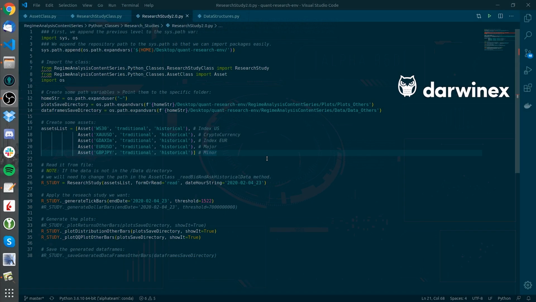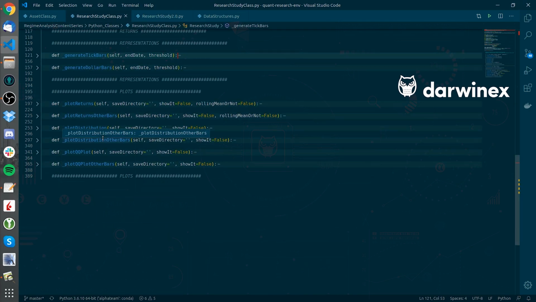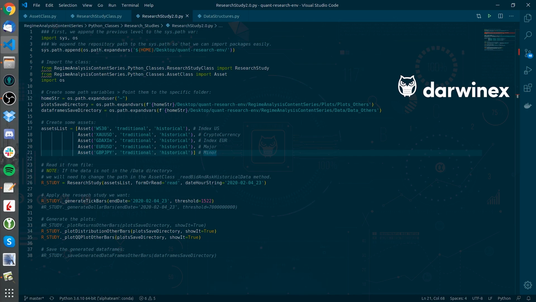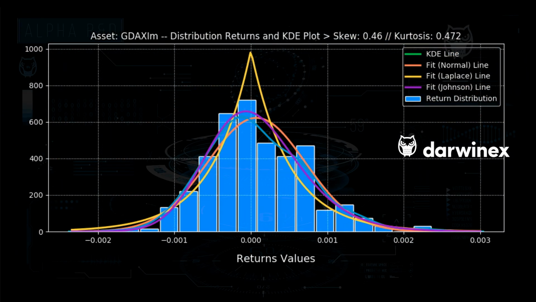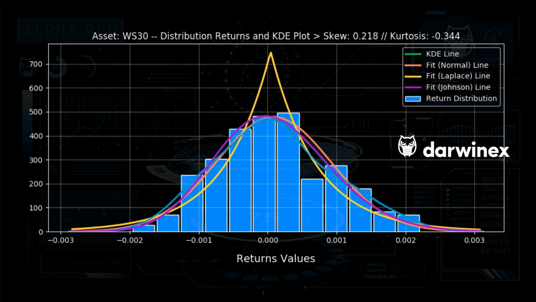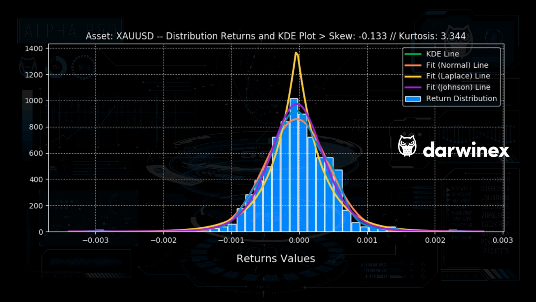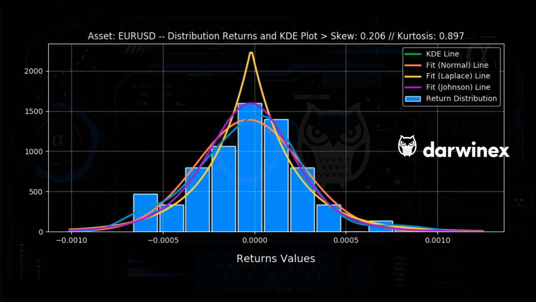I have made a script called Research Study 2.0 so that you can directly generate the plots you want. Returns, distributions, or even QQ plots are implemented in the Research Study class, just down below here, depending on the different alternative bars that you want to generate. So you can play around with the parameter value and see what comes up. If you go to the plots folder, you can find the plots for the alternative bars. In this case, I have generated 1,522 tick bars with that threshold parameter. And I'm just showing them to you in a slideshow here on my screen.